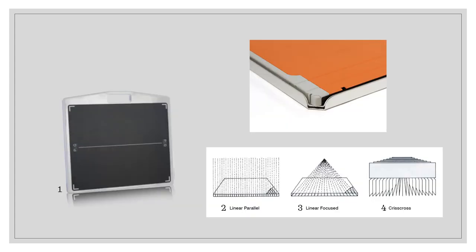Grids. These are a few images showing the types of grids that were used. Number one is a grid, and here the grid lines are going to run from right to left across that grid. Number two is a linear grid, and that's found in your table Bucky. Number three is a linear focused grid, and that's usually most of our grids that we're using today. Four is a crisscross grid, which may be seen in specials.